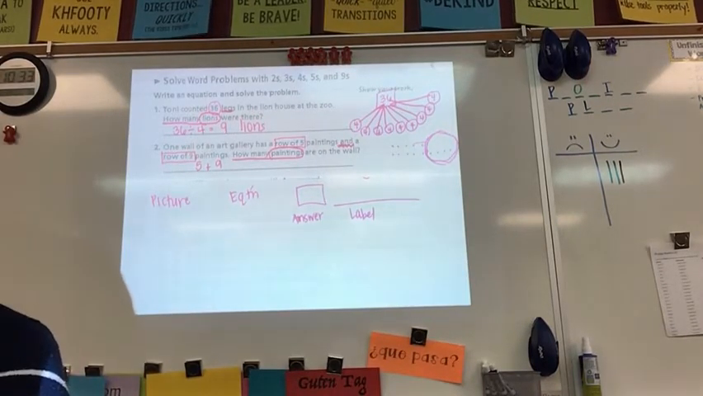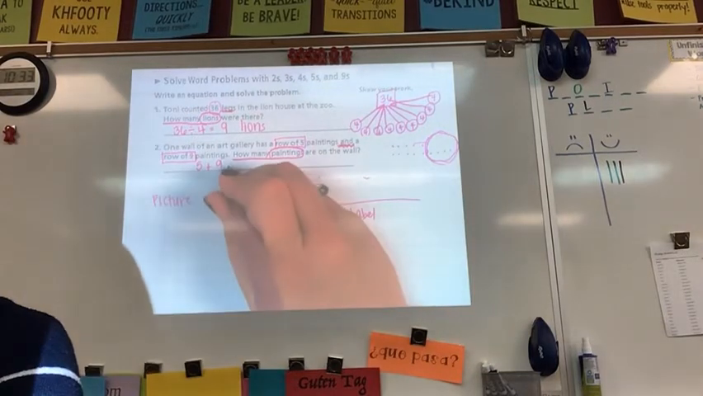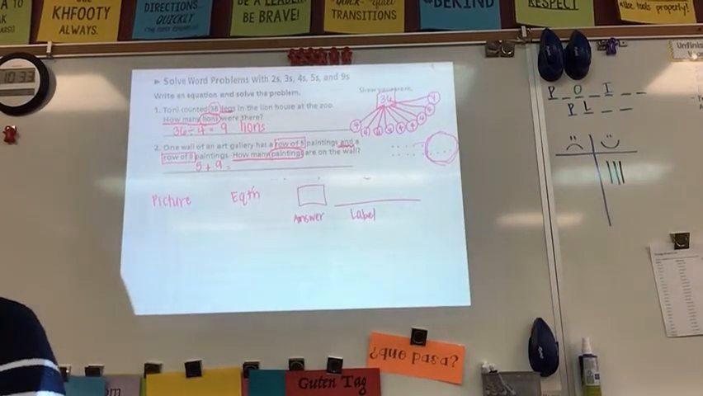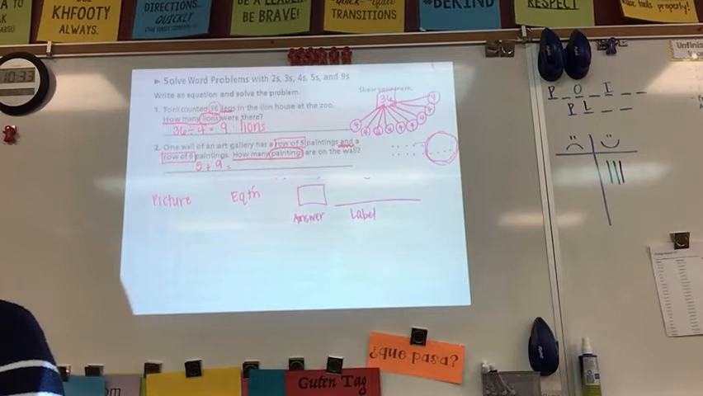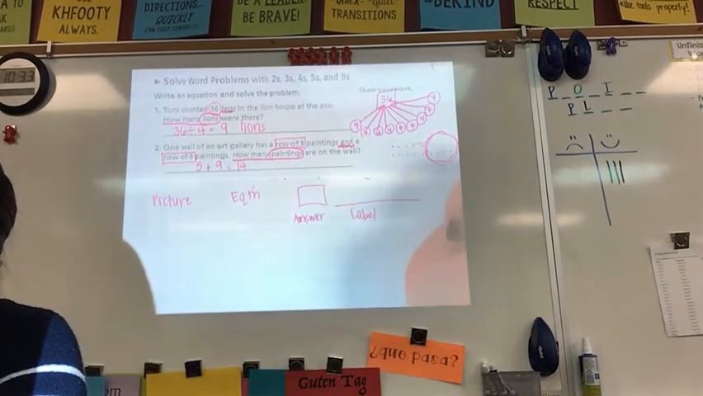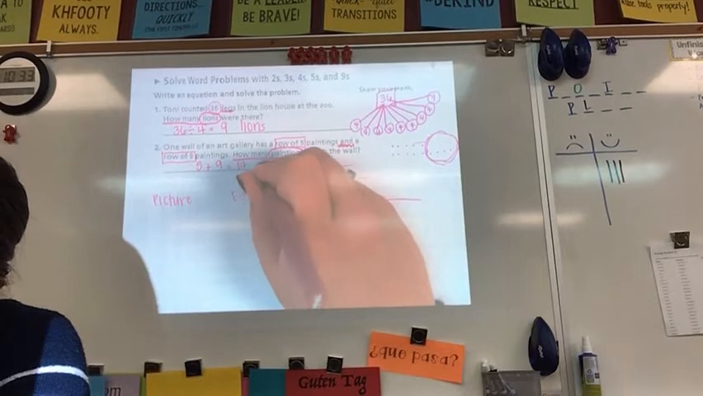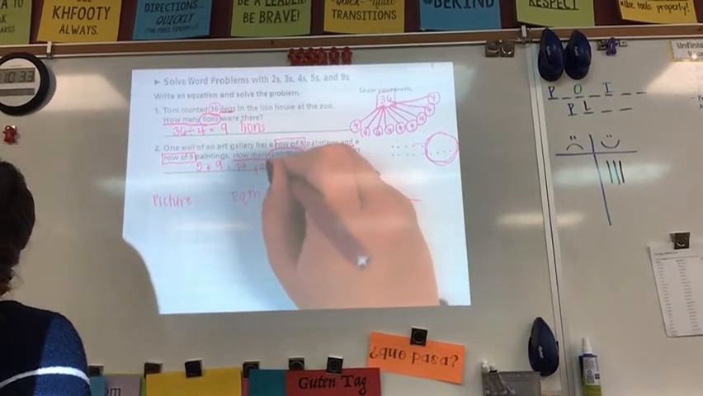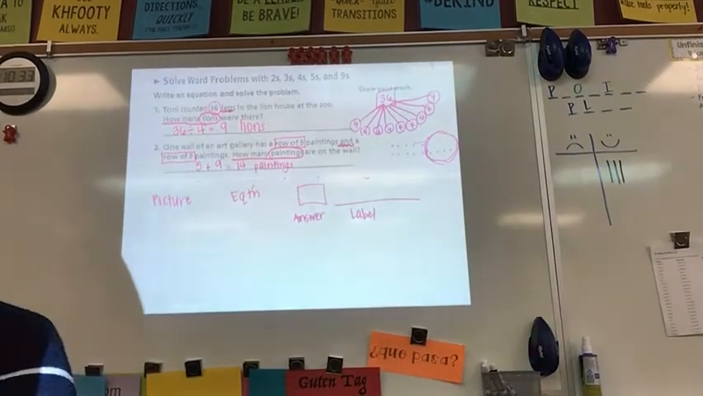So I've got one row of 5, one row of 9. How many paintings do I have in all? Who's got that one for me? Gunner. 14. Pictures. Look again. Paintings. Very good.